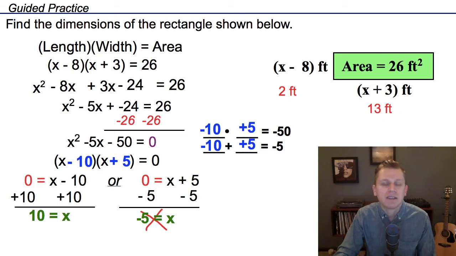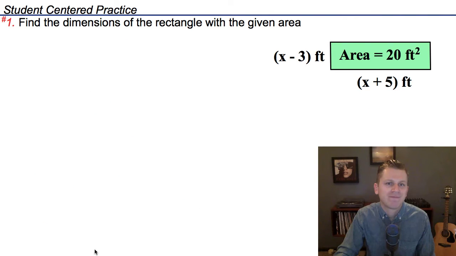To check my answer, simply multiply those numbers and see if they give you the correct area. When I do length times width, or 2 times 13, you can see that you get 26 feet squared. Let's try one on our own. See if you could find the dimensions of this rectangle.